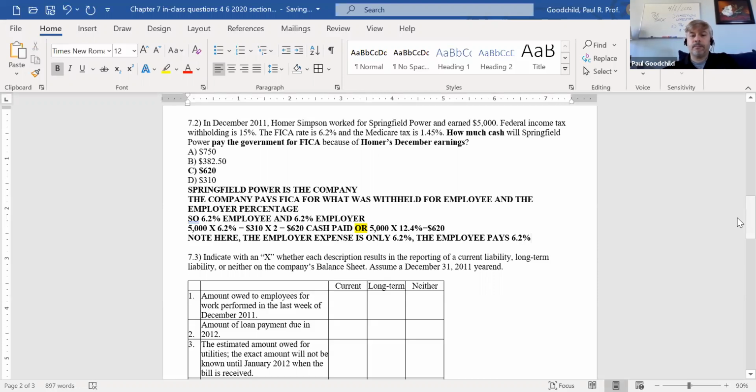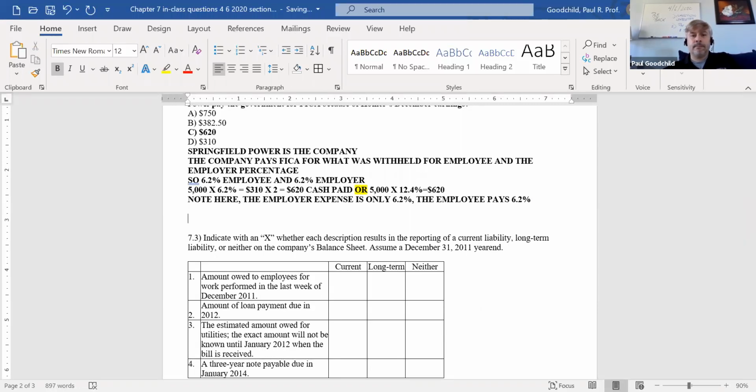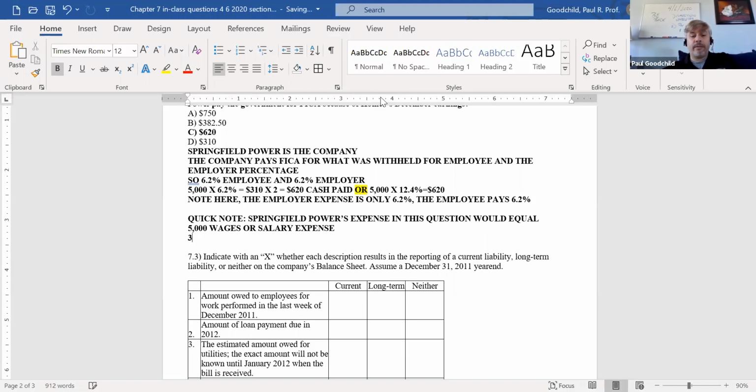Okay. So just a quick note. Springfield Power's expense in this question would equal $5,000 wages or salary expense, and then $310 FICA.